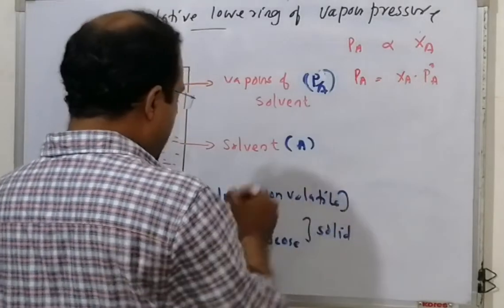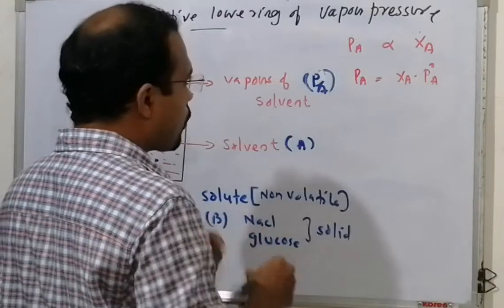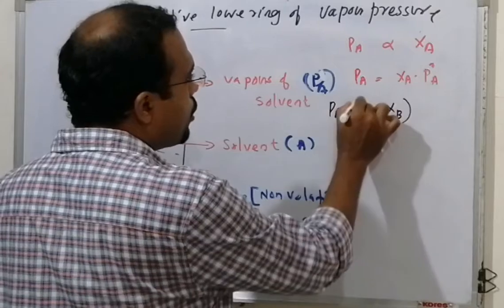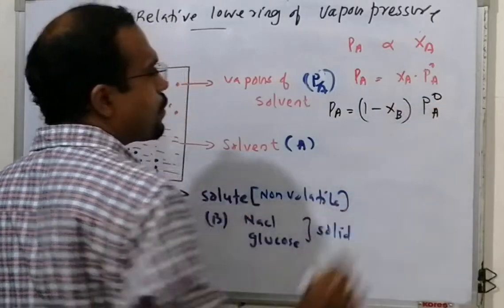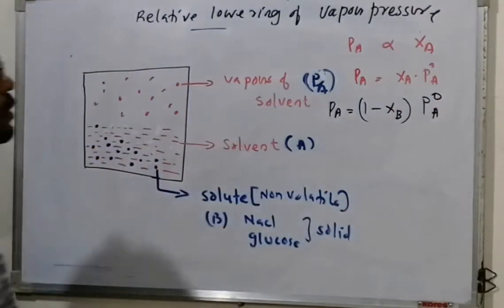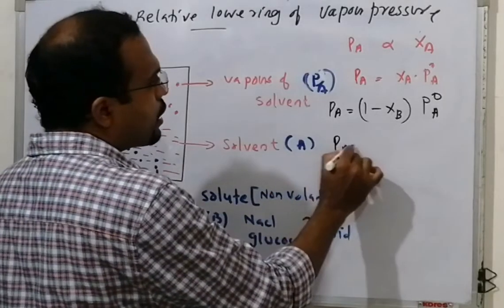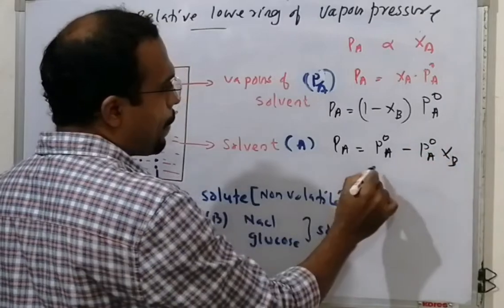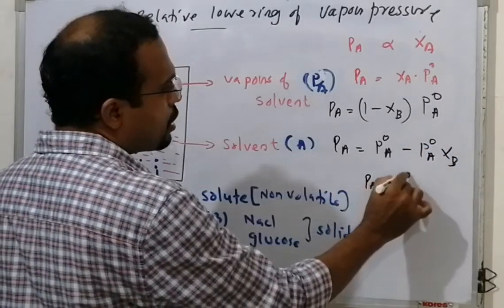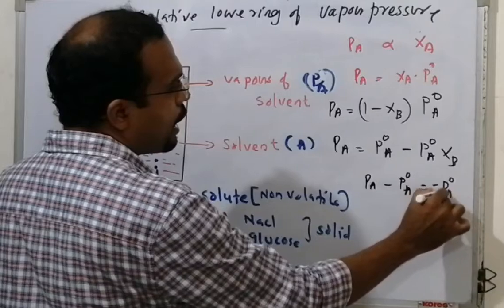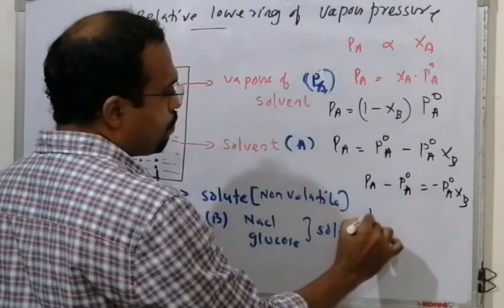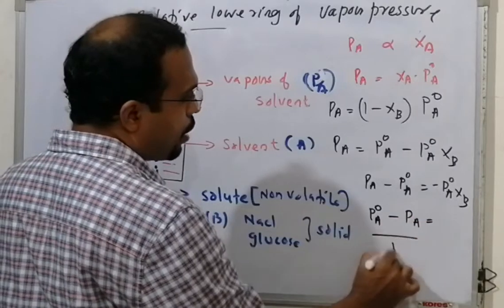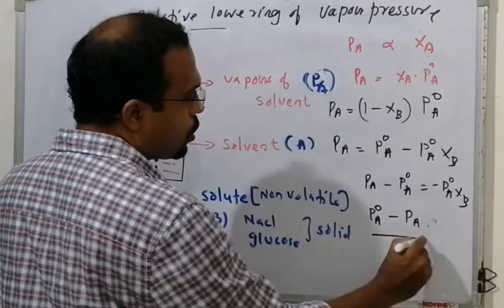Now I just change this. PA is equal to (1 minus XB) into P0A. Therefore, PA is equal to P0A minus P0A XB. PA minus P0A is equal to minus P0A XB, or (P0A minus PA) divided by P0A is equal to XB.